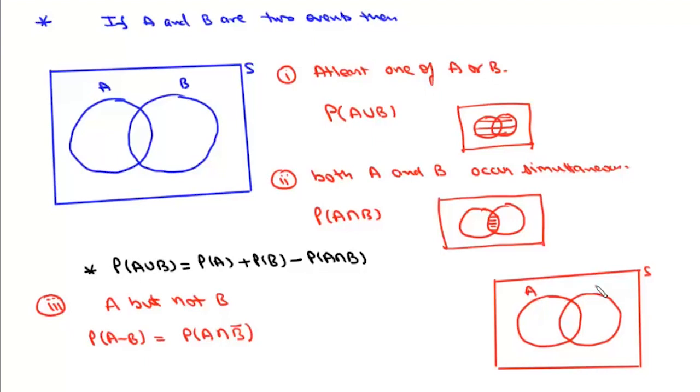This is A, this is B, and when we say A but not B, that means A should occur but B should not occur. So here we are talking about this probability which can be represented by P(A intersection B naught), and P(A intersection B naught) is this probability of A minus this common probability, minus probability of A intersection B.